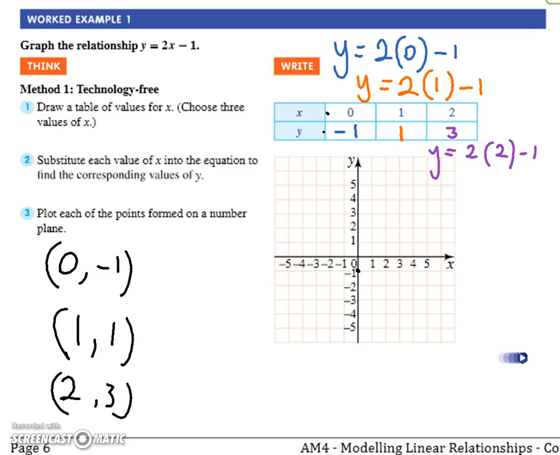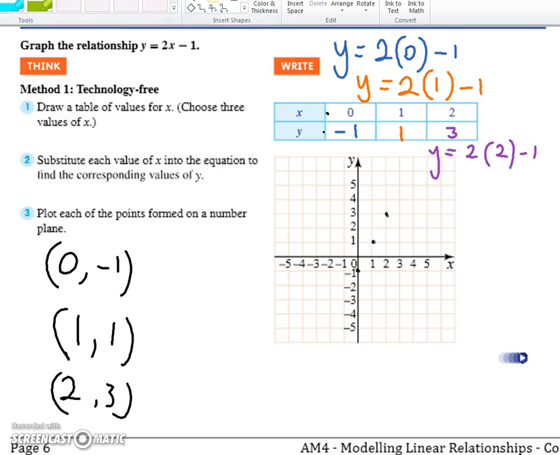The other way to think about it is you have to go into the building before you can go up. So the next one is you go across to 1, which is that, and then up to 1, which is that point there. Third one, you go across to 2, and then up to 3, which is that one there. And you should have 3 points that when you join them, form a straight line.